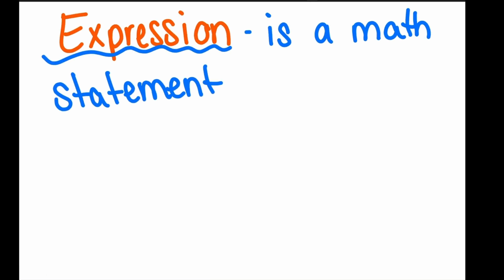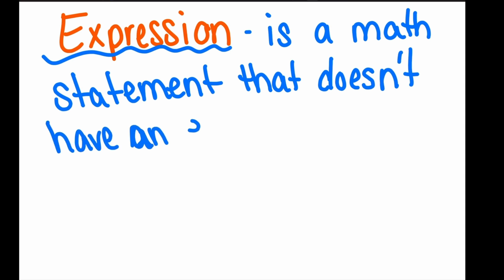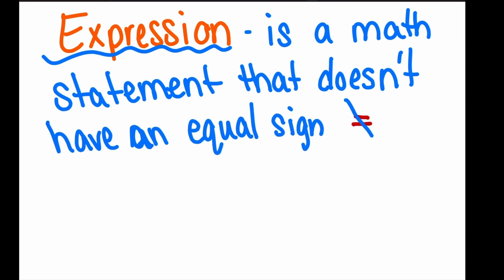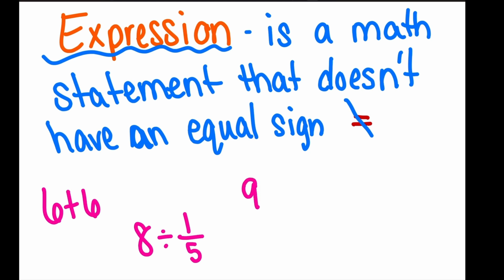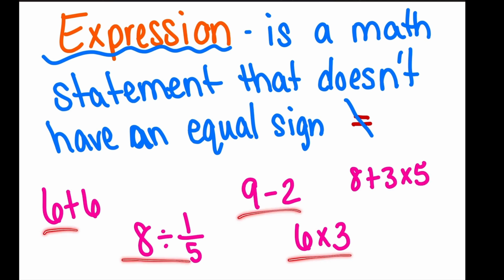An expression is a mathematical statement that doesn't have an equal sign. For example, 6 plus 6, or 8 divided by 1/5, or 9 minus 2, and so on. All of these examples are lacking an equal sign. They show math operations, they're just not showing an equal sign. And this is what we call an expression.